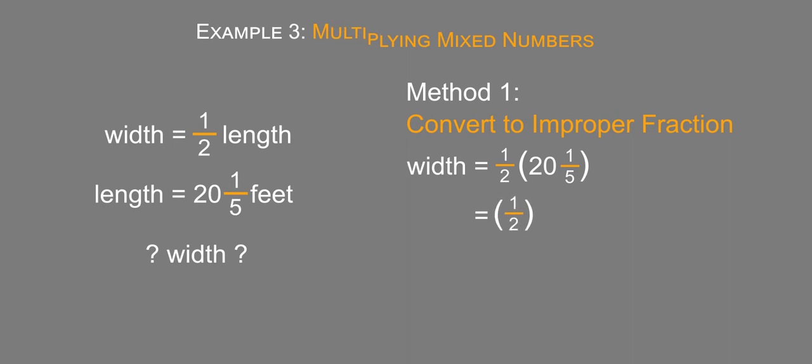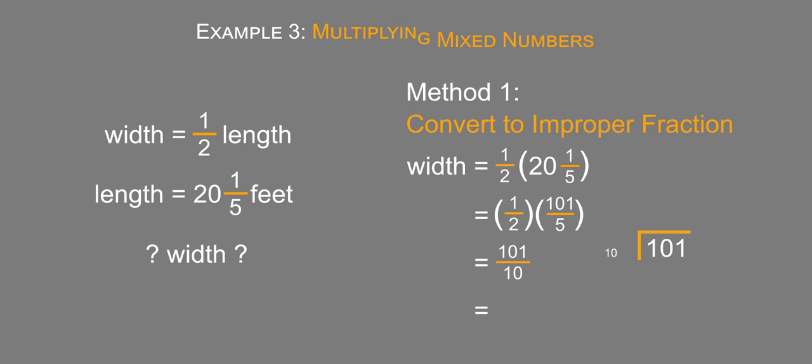20 times 5 is 100, plus 1 is 101/5. Then we multiply across the top, multiply across the bottom, we have 101/10. And now all we have to do is convert this back to a mixed number. So 101/10. If we don't recognize it off the bat that that's 10 times 10 is 100, which leaves a tenth, we can always write this out as a division problem.